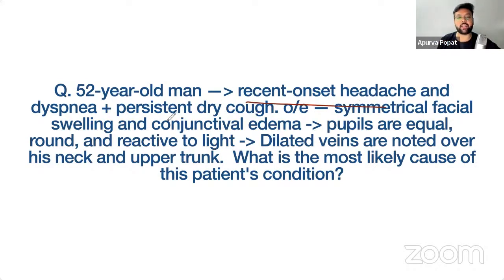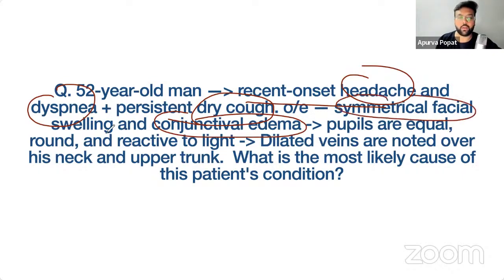A 52-year-old man is coming to you with recent onset headaches and dyspnea. He's having a persistent dry cough. Dry cough, headache, dyspnea. On examination, there is symmetrical facial swelling and conjunctival edema. I'm sorry, there's a construction noise going on in the back. Pupils are equal, round, and reactive to light. There are dilated veins noted over the neck and the upper trunk. What is the most likely cause of the patient's condition? What's your diagnosis?